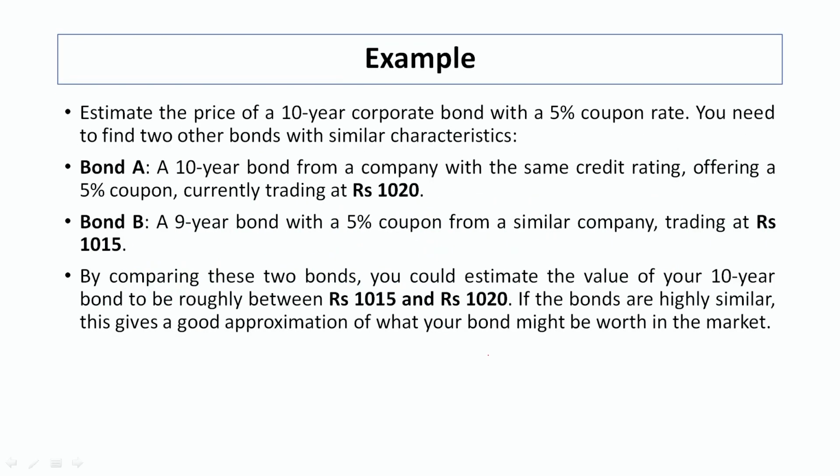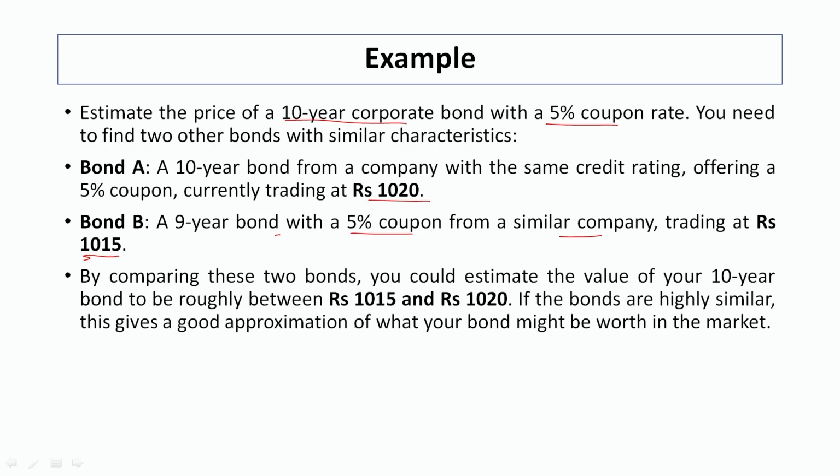So, in this example, we have a 10-year corporate bond with a 5% coupon rate. What you need to find is two other bonds. Bond A is a 10-year bond from a company with a similar credit rating, offering a 5% coupon, currently trading at 1020. Another bond, a 9-year bond with a 5% coupon rate from a similar company, is trading at 1015.